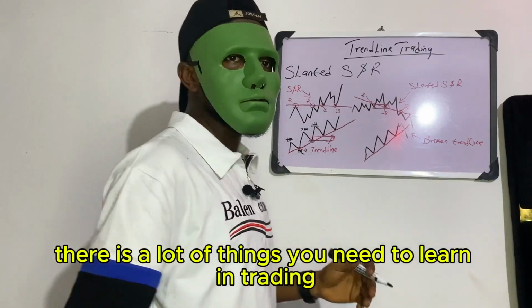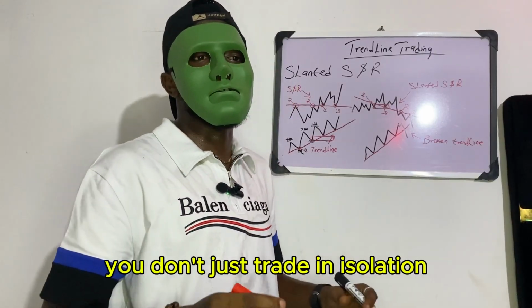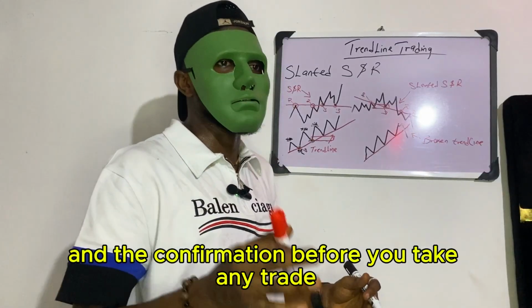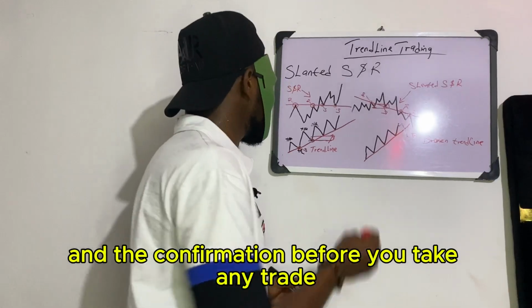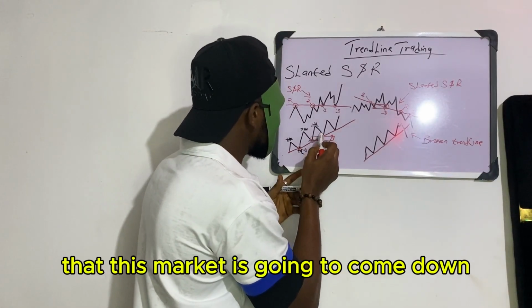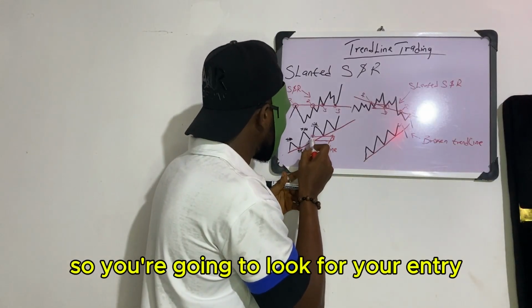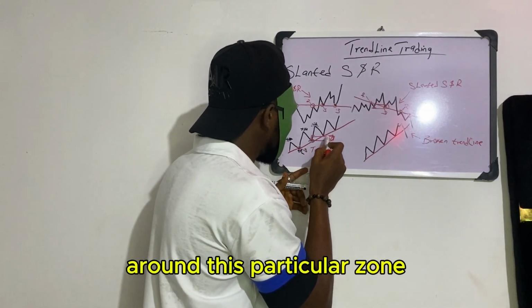Mind you, there are a lot of things you need to learn in trading. You don't just trade in isolation. So you have to combine all confluences in order to get exactly what you want and the confirmation before you take any trade. Now, you already know that this market is going to come down on a retest to bounce on that trend line again. So you're going to look for your entry around this particular zone.